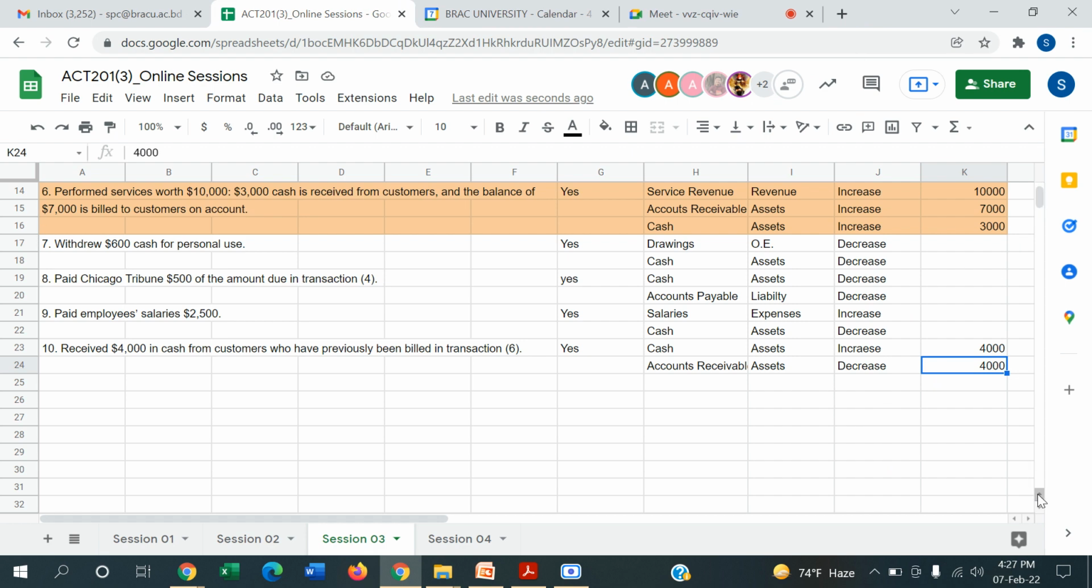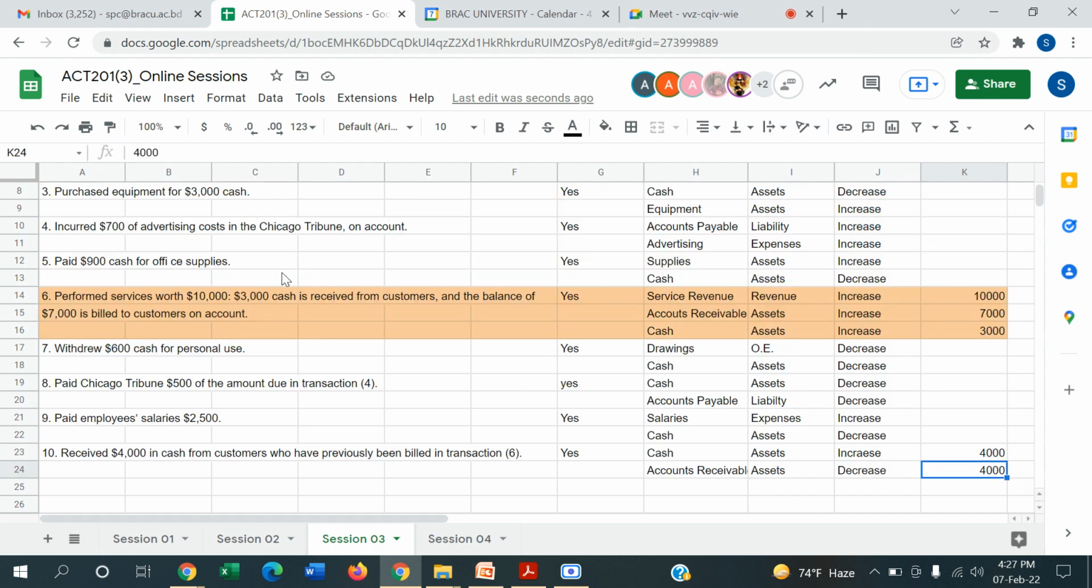Number 4 and 8. In number 4, what happened? They took a service from the advertisement agency of $700, but at the time they did not pay it. That's why they mention it on account. And when it was incurred, two accounts were affected. One is advertisement expenses, another one accounts payable. That means your liability increases because this $700 will be paid later on.